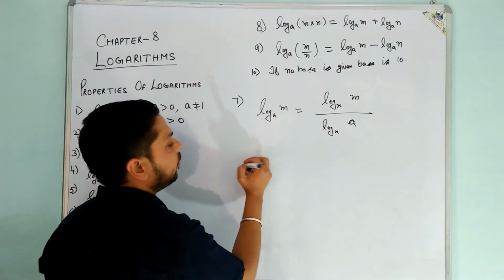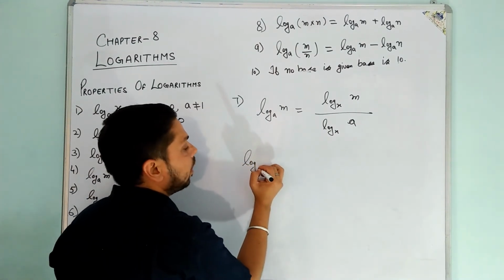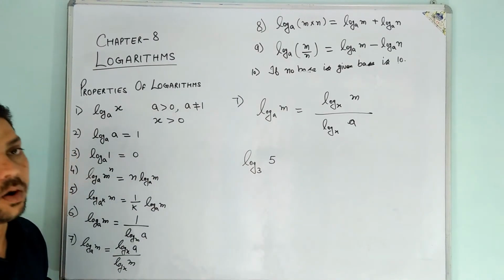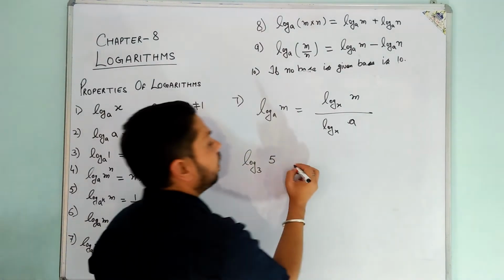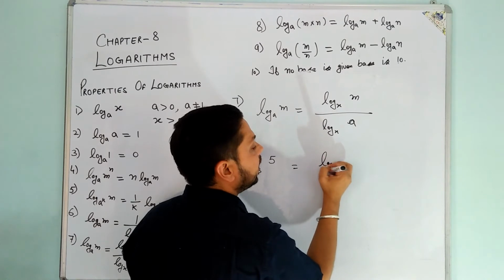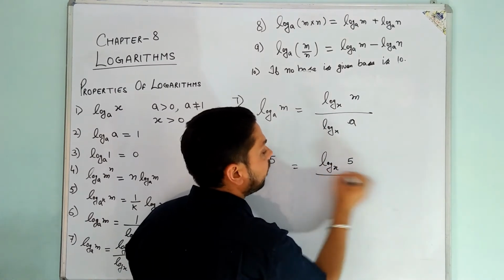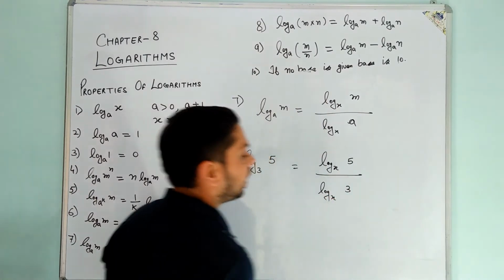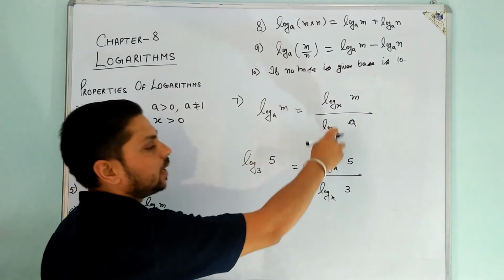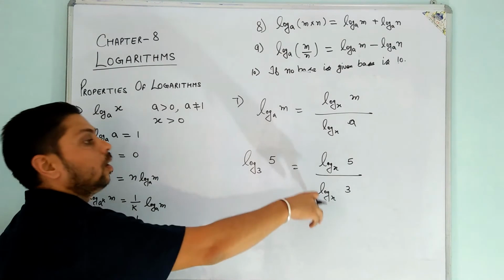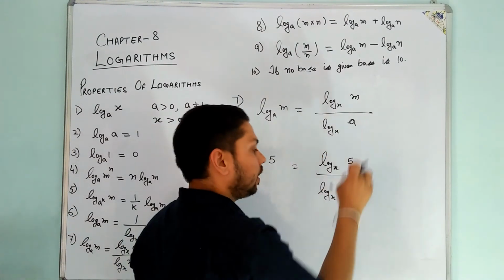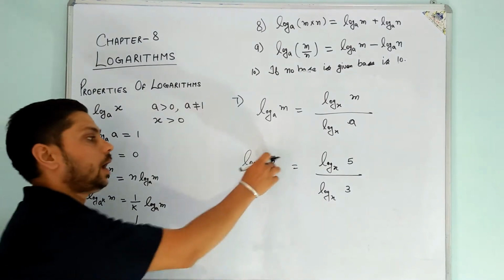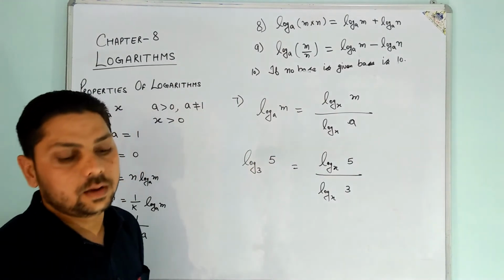For example, we have log of 5 with base 3. I can write it as log of 5 with base x over log of 3 with base x. Take a common base on both parts, and then you can divide the number and its base in the logarithm.